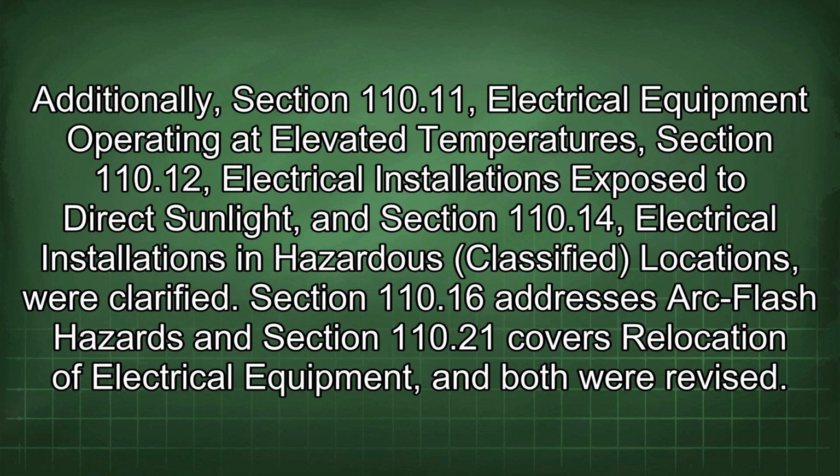Additionally, Section 110.11, Electrical Equipment operating at elevated temperatures, Section 110.12, Electrical installations exposed to direct sunlight, and Section 110.14, Electrical installations in hazardous classified locations, were clarified. Section 110.16 addresses arc flash hazards, and Section 110.21 covers relocation of electrical equipment, and both were revised.